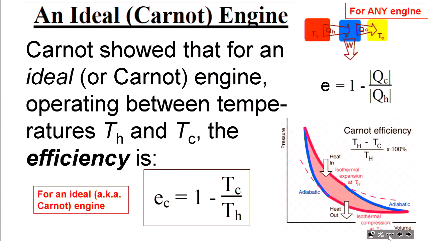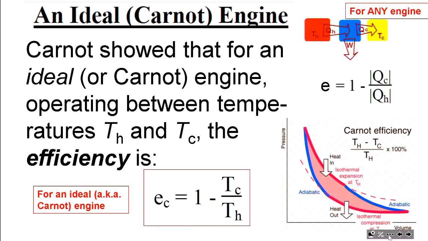But there is a special cycle which is composed of two isothermal processes and two adiabatic processes, which results in the maximum possible efficiency for an engine operating between two temperatures. The high temperature we call hot temperature, and the low temperature we call cold temperature. And the equation on the top describes how to calculate efficiency for any engine. And this equation in the middle tells us how to calculate the efficiency for an ideal, for the best possible engine.